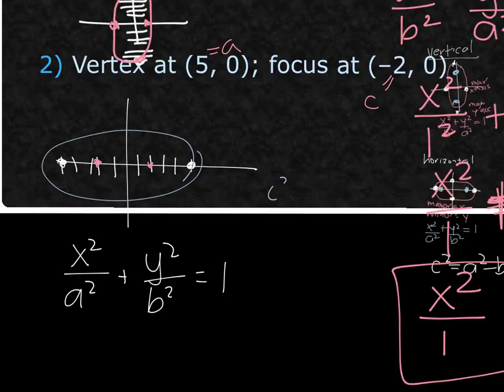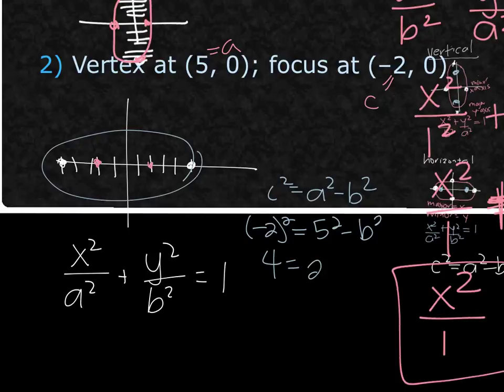So if C squared equals A squared minus B squared, then negative 2 squared equals 5 squared minus B squared. 4 equals 25 minus B squared, negative 21 equals negative B squared. B would equal the square root of 21. So if I wanted to approximate that, that's a little less than 5. I could draw it on the axis if it asked me to graph it.